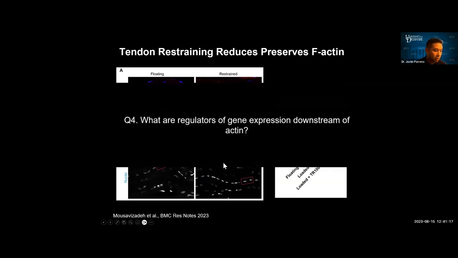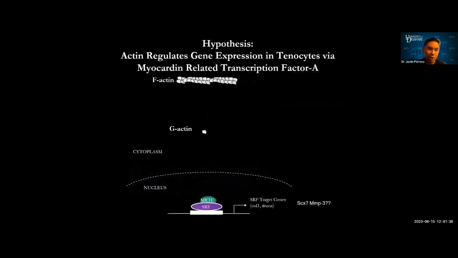So the next question that I'm going to quickly address here, as I know that time is running out, is: what are the regulators of gene expression downstream of actin? So we know that actin regulates tendinosis-like changes, but how is it connected? How is actin destabilization, depolymerization regulating genes?